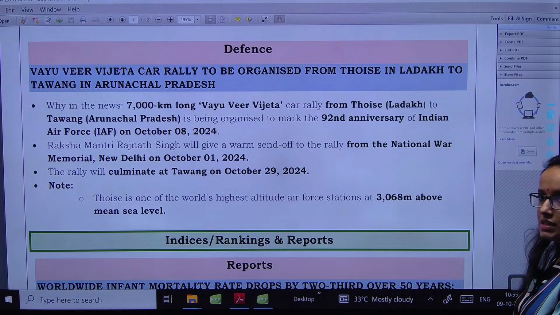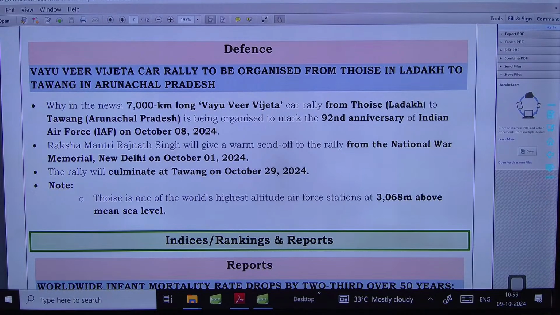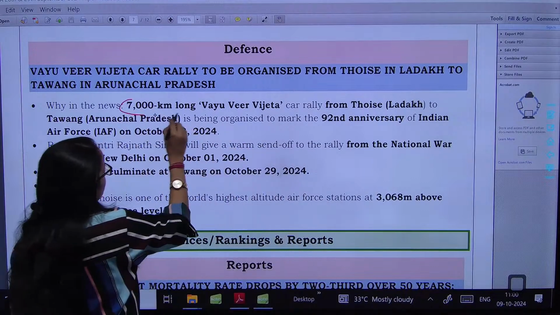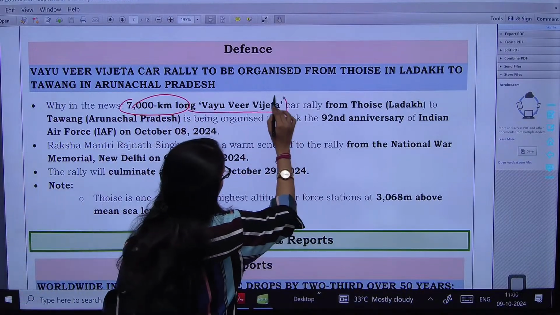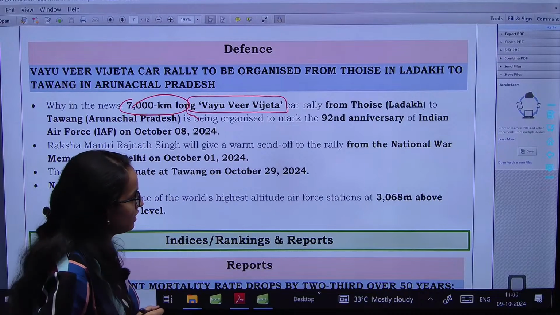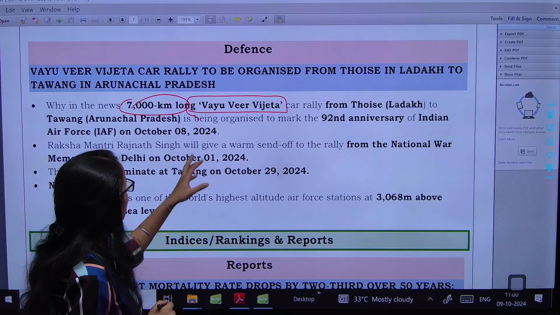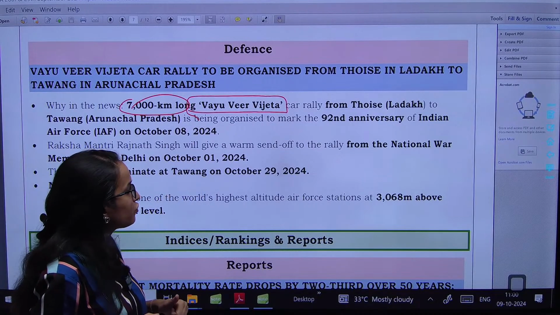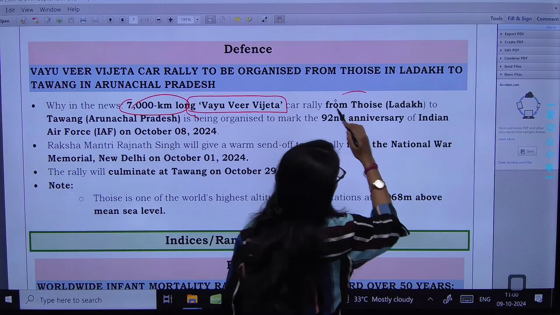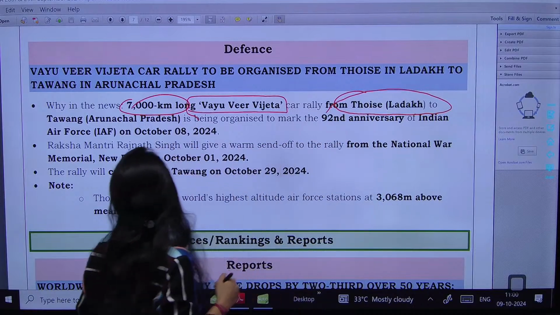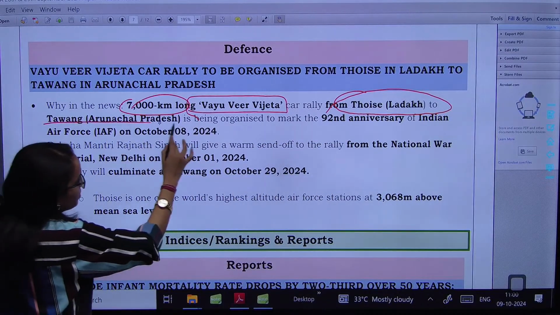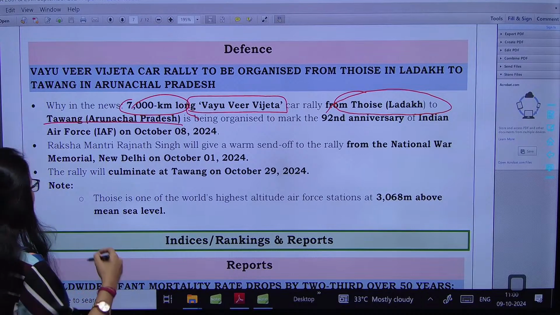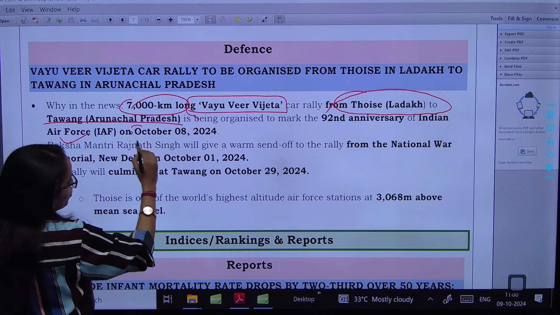Now in the defense section, a 7,000 kilometer long Vayu Veer Vijayata car rally has been organized, from Thois in Ladakh to Tawang in Arunachal Pradesh, organized to mark the 92nd anniversary of the Indian Air Force on October 8.